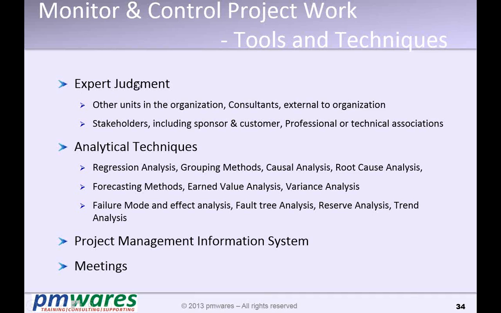Okay, you use expert judgment, project management information system, meetings, and analytical techniques to compare actual versus planned, which will help you to take corrective measures. Some of the techniques used as analytical techniques are regression analysis, causal analysis, root cause analysis, trend analysis, variance analysis. There are some tools normally used in manufacturing, like failure mode and effect analysis, FMEA, fault tree analysis, reserve analysis. The various techniques in the quality sector especially are popular, and they are all called analytical techniques because they help us compare actual versus plan, let us know how much the variance is, and what corrective measure is appropriate for such a variance.